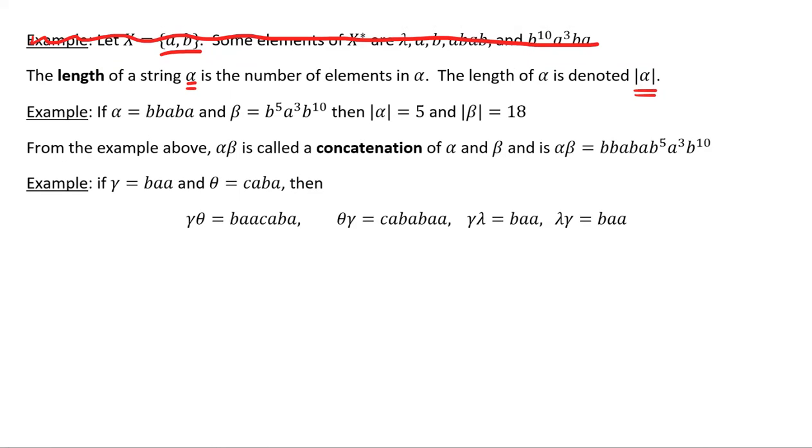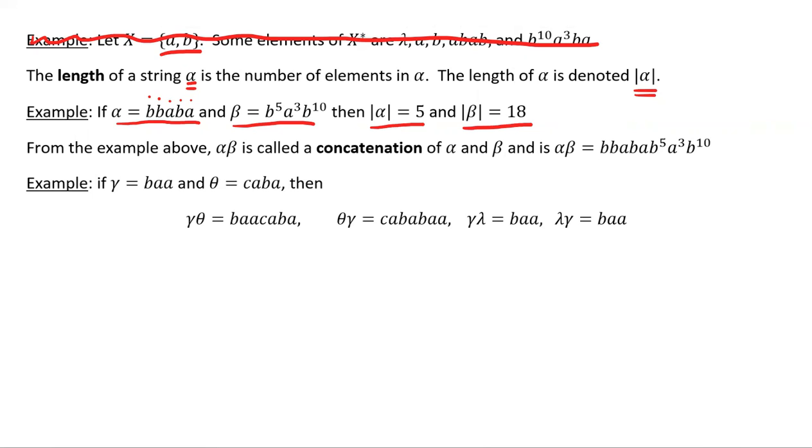So if alpha is defined to be BBABA, and beta is defined to be B to the 5th, A to the 3rd, B to the 10th, then the length of alpha is 5, and the length of beta is 18. I hope you can count. 1, 2, 3, 4, 5, there's the length of alpha, 5. When you have exponents, there's 5 B's, 3 A's, and 10 other B's here. The order does matter, but you add them up and it's 18. That's why you have that length there.